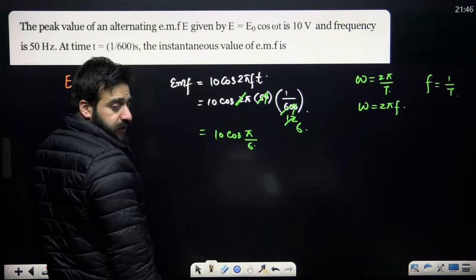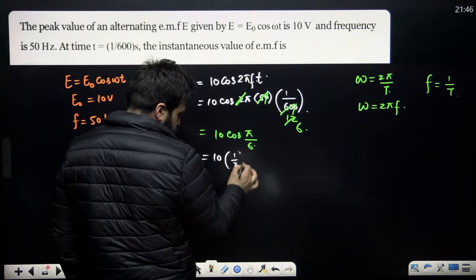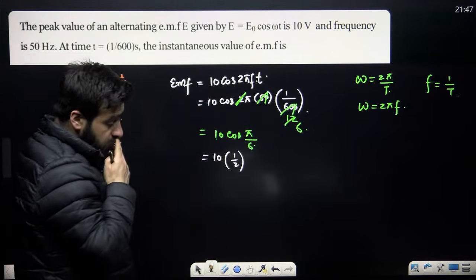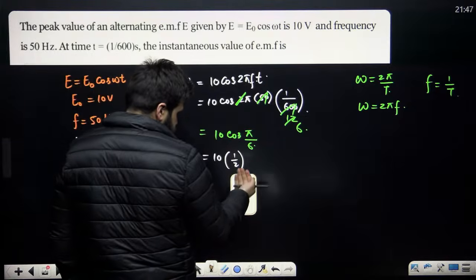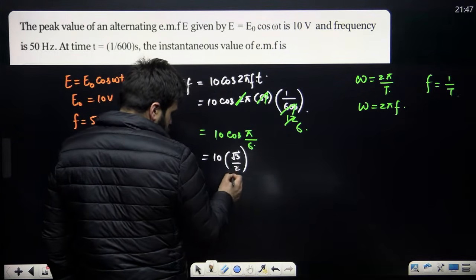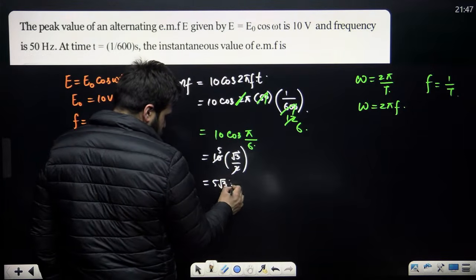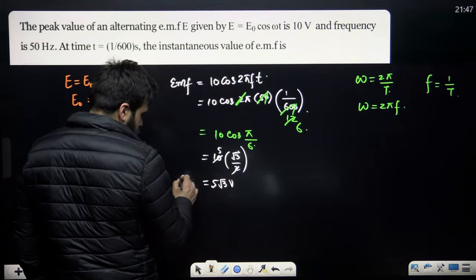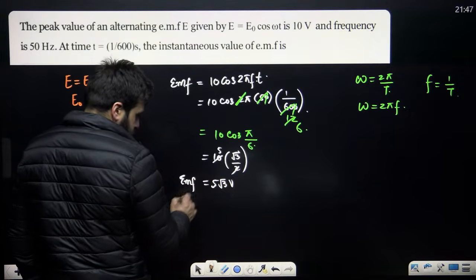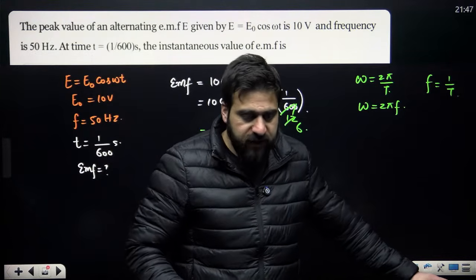Cos 30 is root 3 by 2. So this is 10 into root 3 by 2. 2 fives are 10. So it will come out to be 5 root 3 volts. So EMF came out to be 5 root 3 volts.